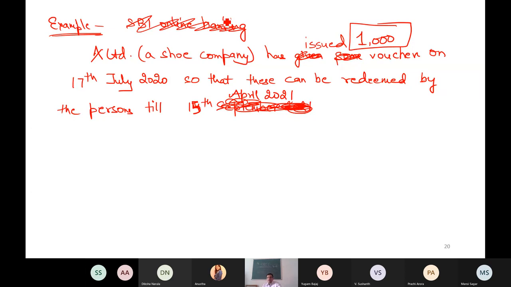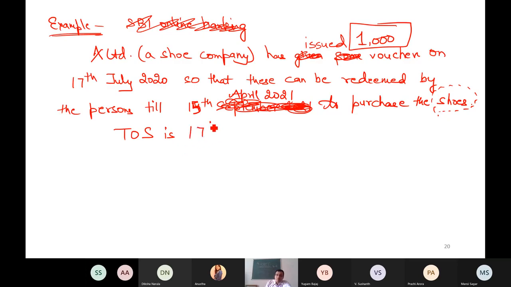The government says, since you know when you issued the vouchers that these can be redeemed to purchase shoes, you know at the time of issuing the voucher which supply will happen in future. The supply which will happen is the supply of shoes. Now in this case, the time of supply is not the date of redemption. I, as the government, will not wait for when these will actually be redeemed. The time of supply will become 17th July 20.